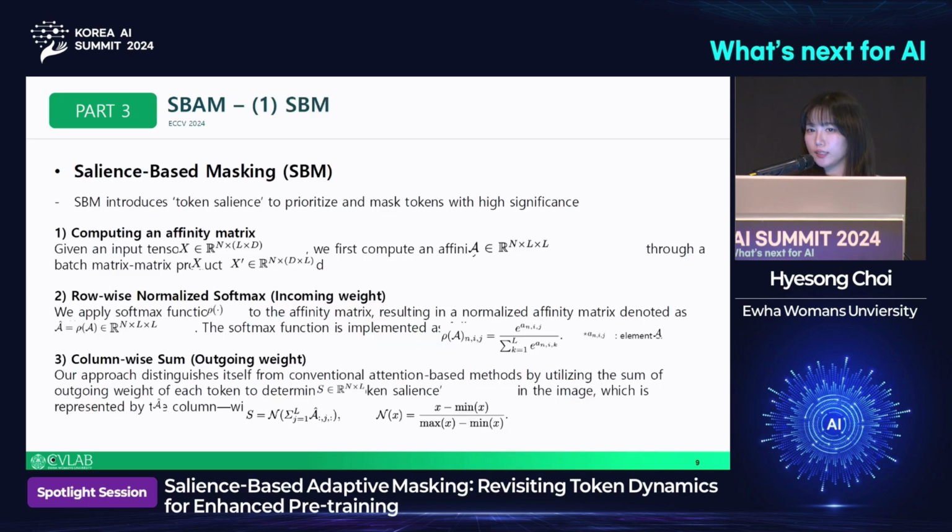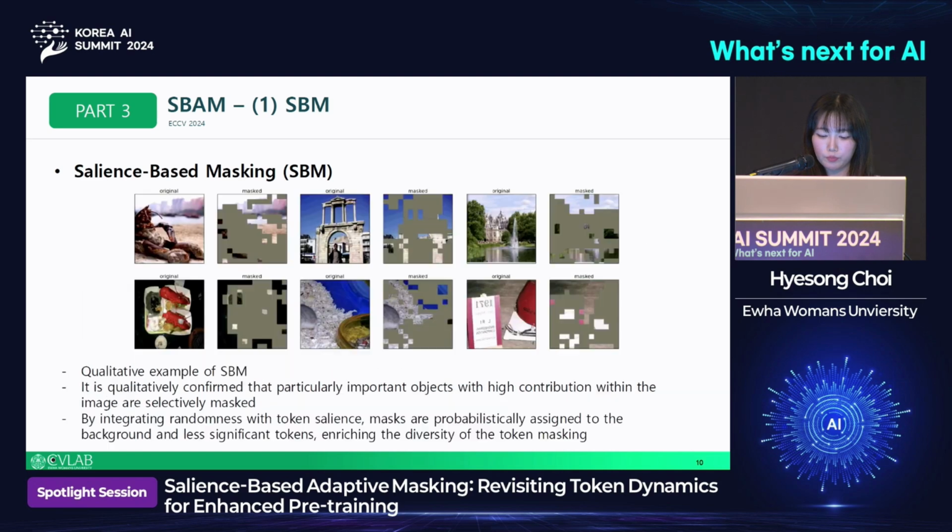For more details, SBM introduces token salience to prioritize and mask only significant tokens. SBM leverages a column-wise sum of the affinity matrix. So unlike conventional attention, SBM quantifies a token's overall contribution to the image using the column-wise sum in pixel space before the encoder. And this is the qualitative example of SBM.